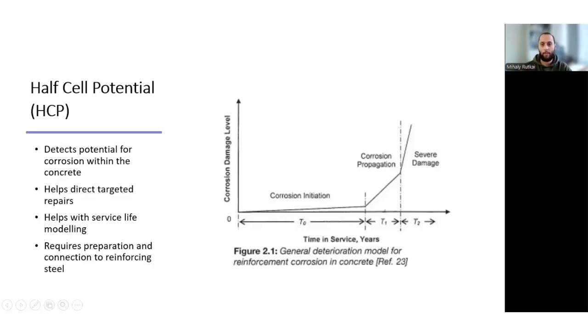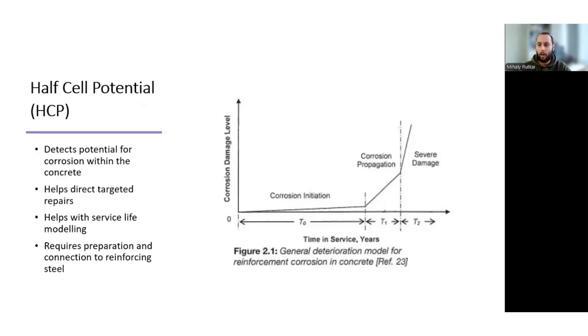Now, another method, with half-cell potential, it works by measuring the electrical potential between the reinforcement and a reference electrode. This method is not entirely non-destructive as it requires a connection to reinforcement, but it provides valuable information over a large area. This method does not tell you the extent or rate of steel corrosion, but rather the potential for it.